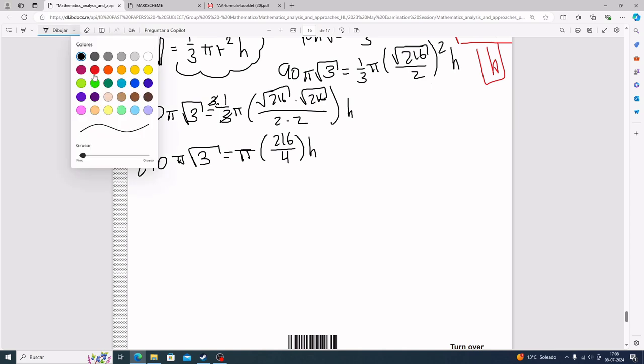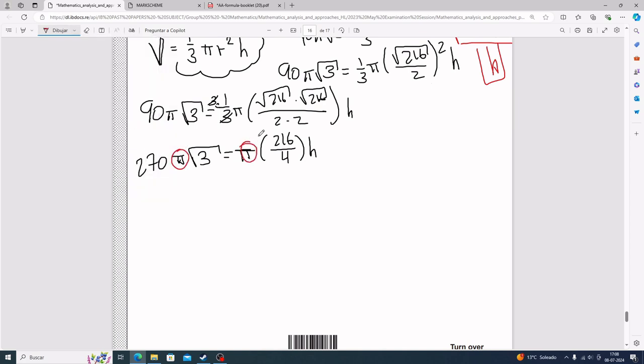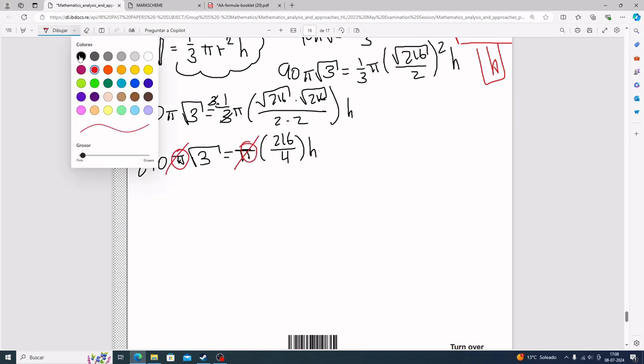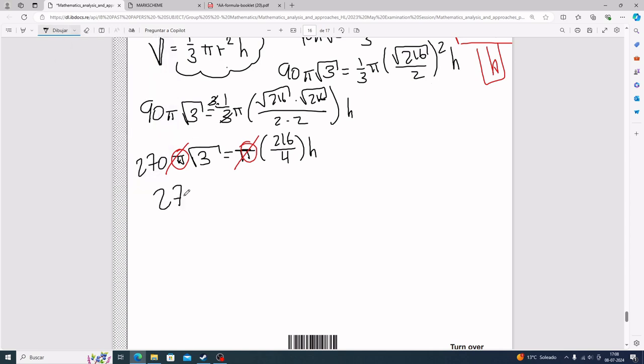From here, because you have pi on both sides, that means you can divide by pi on both sides, just get rid of it. So on the left you have 270 square root 3 equals whatever this is.